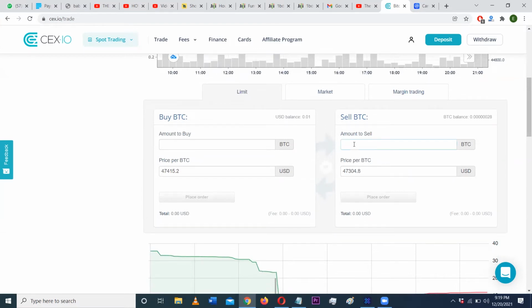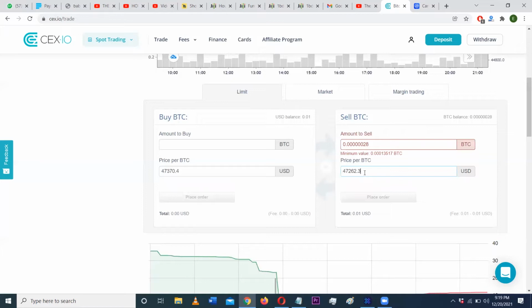the Bitcoin you want to sell. If you have Bitcoin in your account, you can just select all of it. So I want to sell all my Bitcoin. And then under the amount to sell, I don't have enough Bitcoin in my account yet, so I can't. Under the price to sell, you get to select the price.